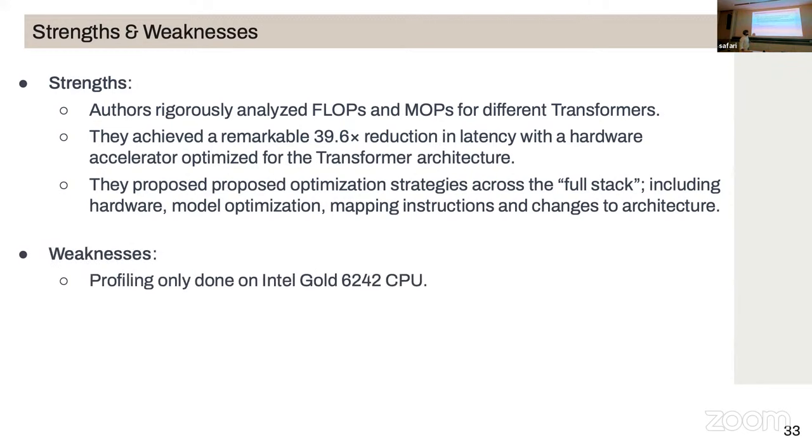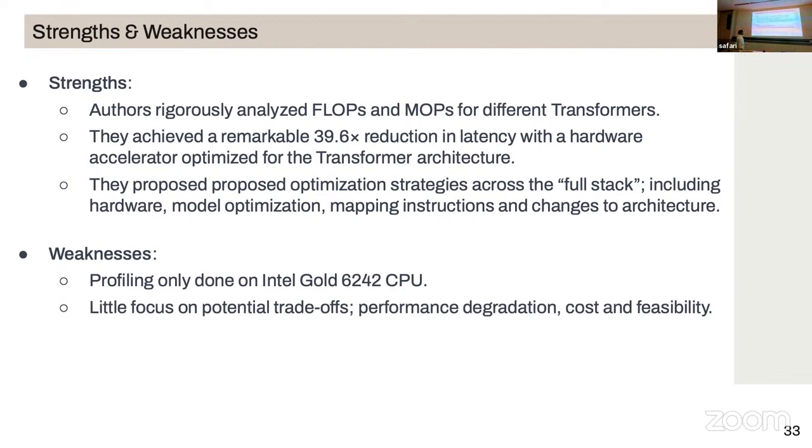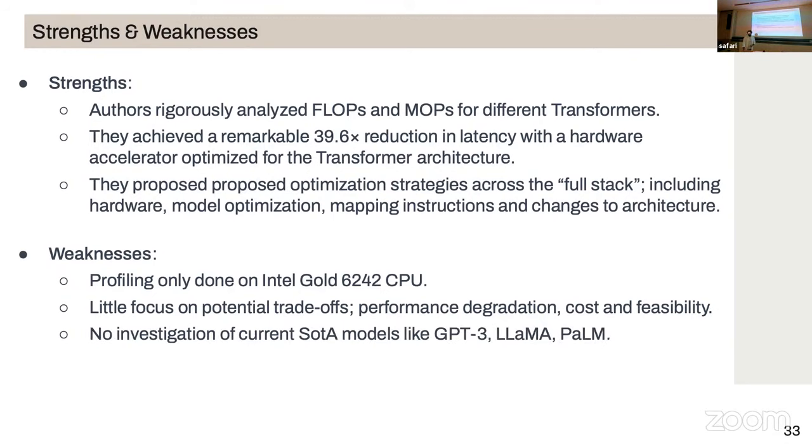The weaknesses are that profiling is only done on a CPU, but normally you might not just use a CPU for transformer inference. Maybe you're using a GPU or a TPU. So it could be interesting to look at the profiling done on other hardware. Then there's very little focus on potential trade-offs. They do speak a little bit to the performance degradation, but not a whole lot. And they also don't really speak to the cost and feasibility of making the hardware accelerator and how it ties into already existing pipelines of transformers.